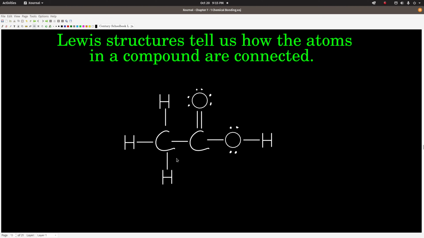Like this Lewis structure tells us that this carbon has 3 hydrogens attached to it. It's attached to another carbon, which has 2 oxygens attached to it, which has a hydrogen. It tells you what kind of bonds they are. These are single bonds. This is a double bond. And this is not supposed to be there. That's one too many pairs.